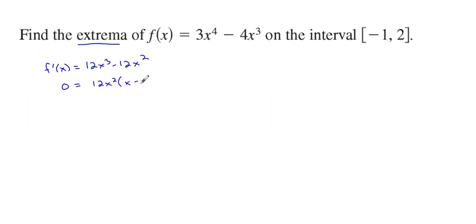There'll be x minus 1 again. Oh, this is too easy. x equals 0, x equals 1. So we have two critical numbers, right? Are these two critical numbers on the closed interval that they gave us? Yeah. So we include both.